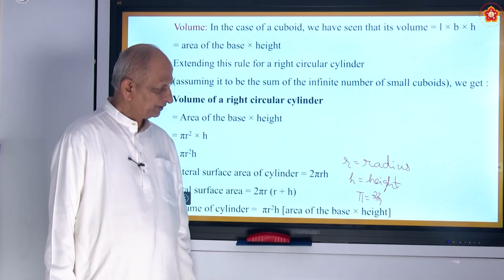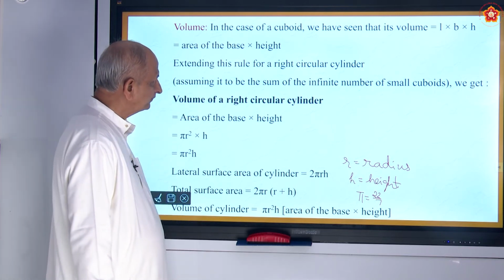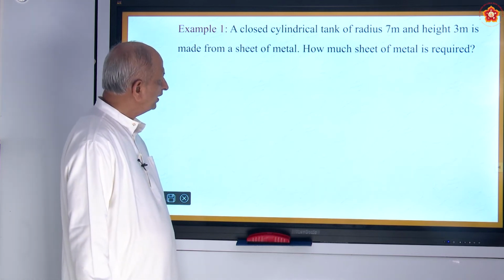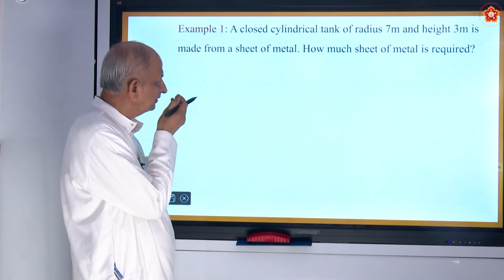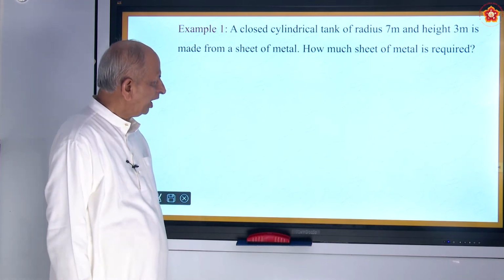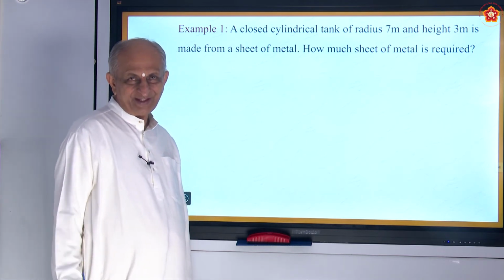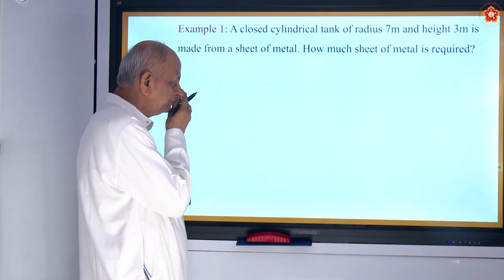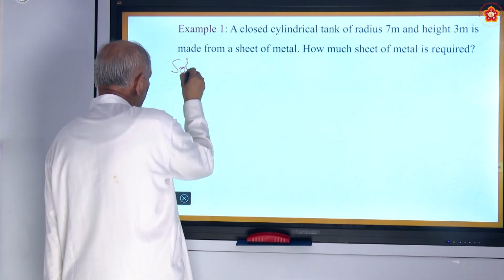Okay, that you have to apply here and get the answer. Shall we work out simple problems on this? Okay, first problem. A closed cylindrical tank of radius 7 meters and height 3 meters is made from a sheet of metal. How much sheet of metal is required? So here they are asking about sheet of metal, which means you must find out the total surface area. So, solution.